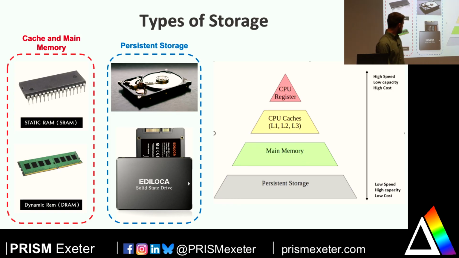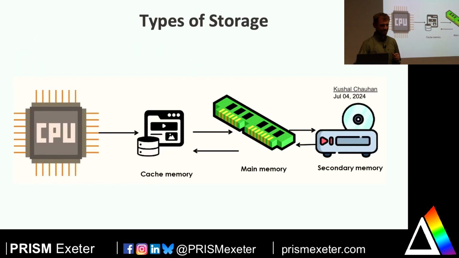These things exist in a hierarchy, which is how people like to think of them, where there's a trade-off between the speed at which something can operate and how much data it can store. I think that triangle is quite boring, so I actually stole a different diagram that I found on the internet, which hopefully explains this a little better.